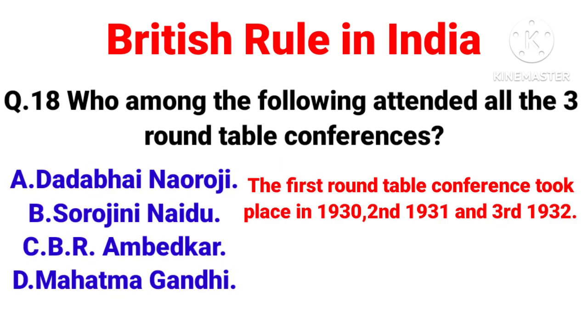Question number 18. Who among the following attended all the three roundtable conferences? Option A, Dadabhai Naoroji. Option B, Sarojini Naidu. Option C, B.R. Ambedkar. And option D, Mahatma Gandhi. So the correct answer is option C, B.R. Ambedkar.